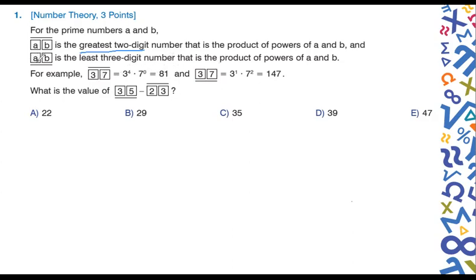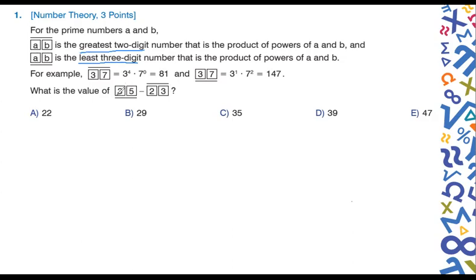And the same for the second description, it says A and B. If the bar is at the bottom, that will mean the least three-digit number. And the example is given. Based on this, what will be the difference of these two numbers?